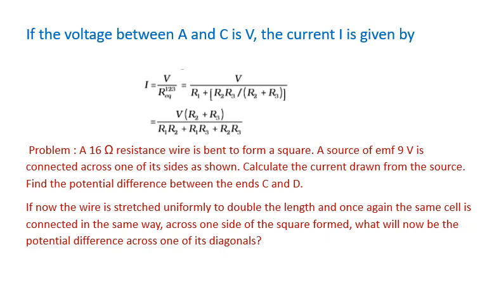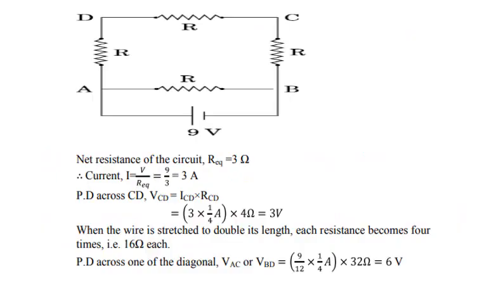Just pause the video and try to solve it, and then find the solution and match it with the next slide. From the figure you can see that the net resistance comes out to be 3 ohm. How?